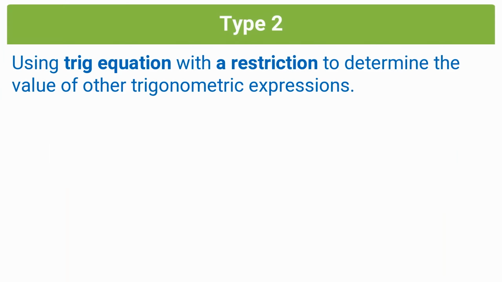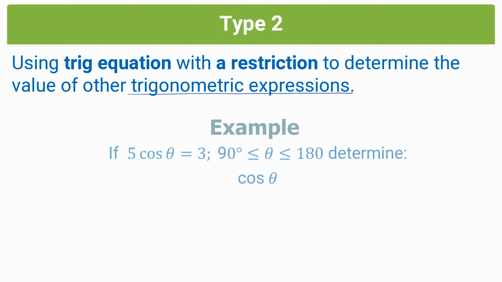Today we're going to be going through type 2 trigonometry questions, which are equations with restrictions. So what exactly are type 2 trig questions? Well, basically, you will be given a trigonometric equation and you'll be given a restriction. And using these, you'll be required to find the value of other trigonometric expressions.